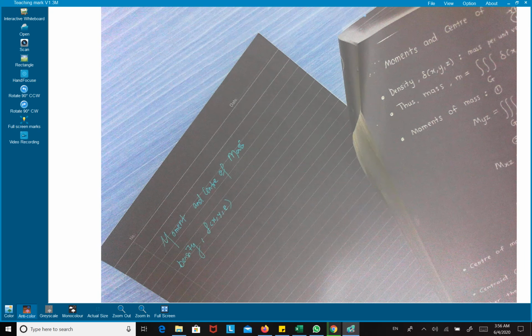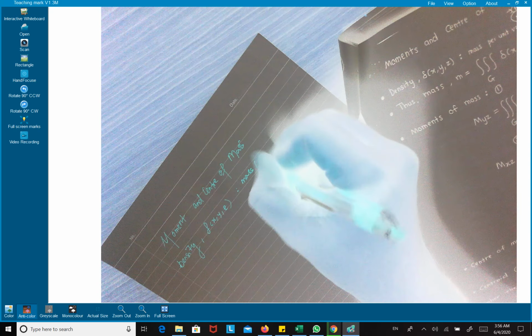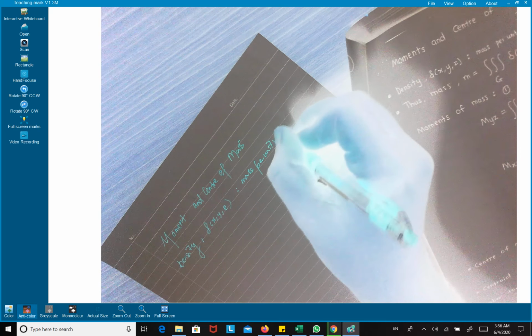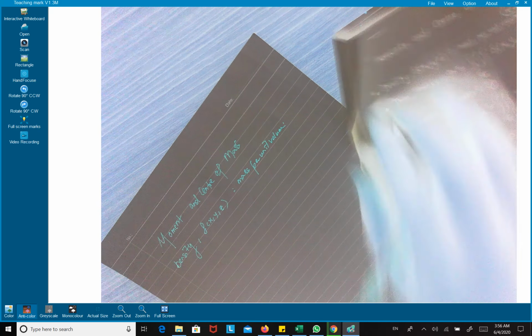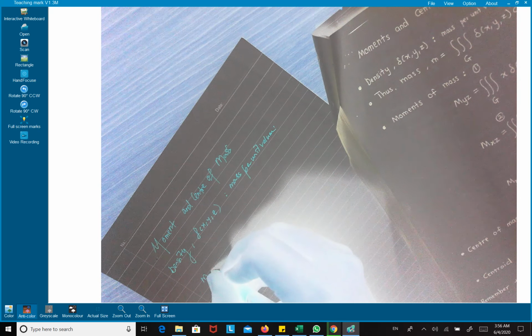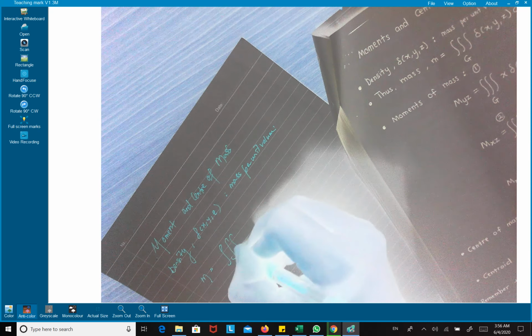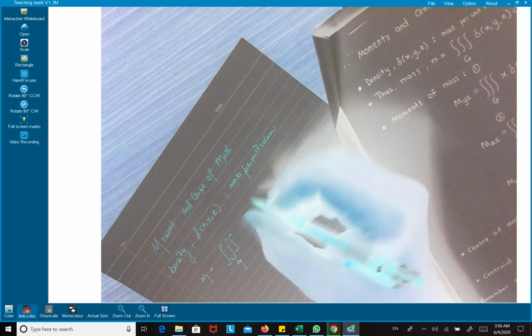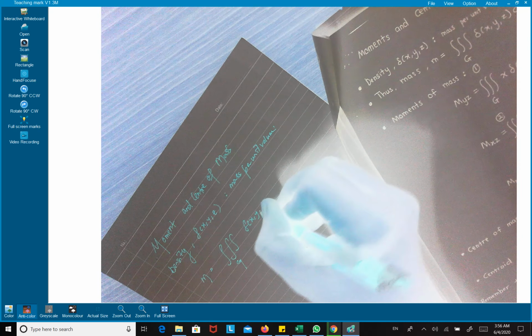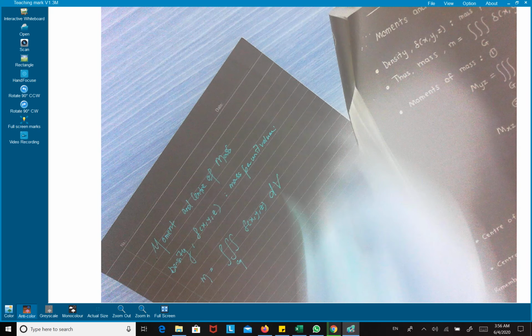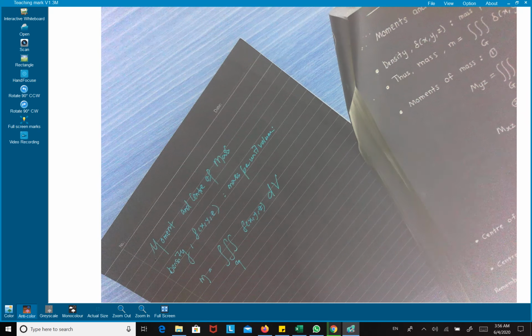So your density is mass per unit volume. And then your mass will be triple integral under surface G, density times dV. Okay, so G is the region of the solid and dV is the change of volume. Okay, so moment of mass.